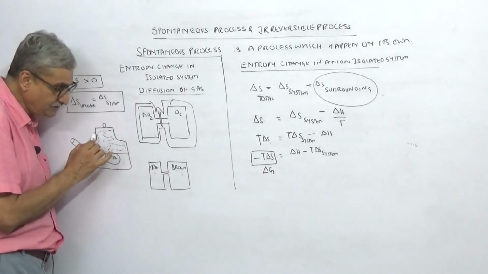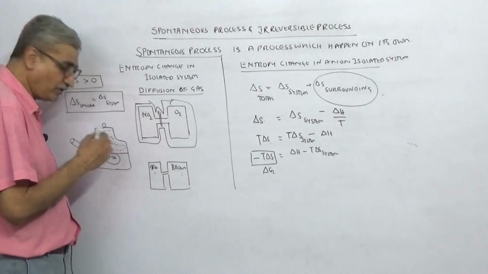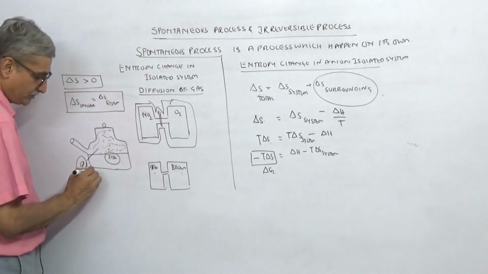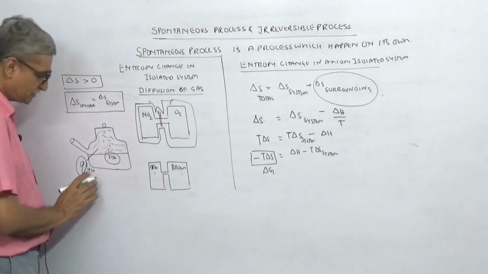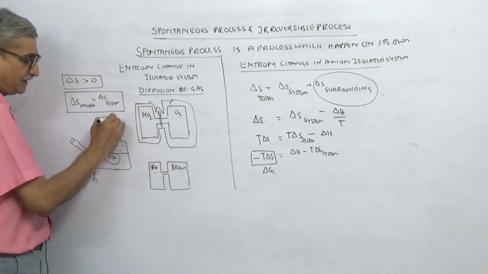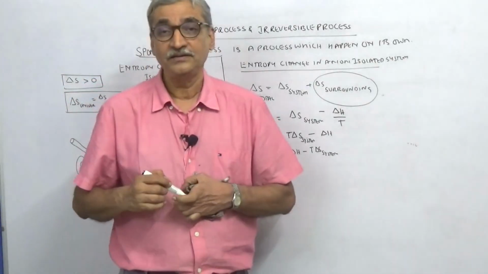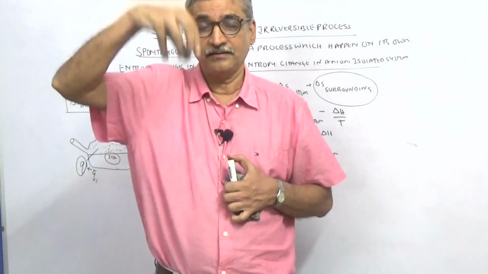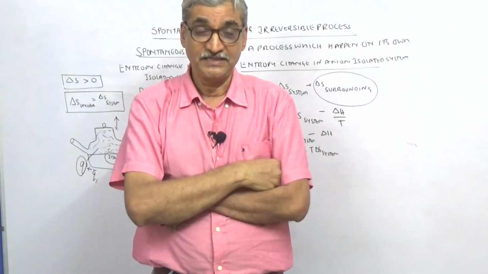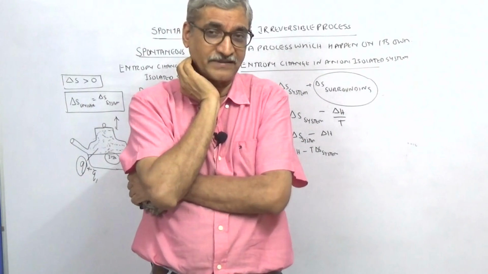Whatever energy you supplied, some more Q plus something W, another Q1 you supplied, was used for moving the lid up and down. So whatever the total energy you supplied was Q1 and Q2.